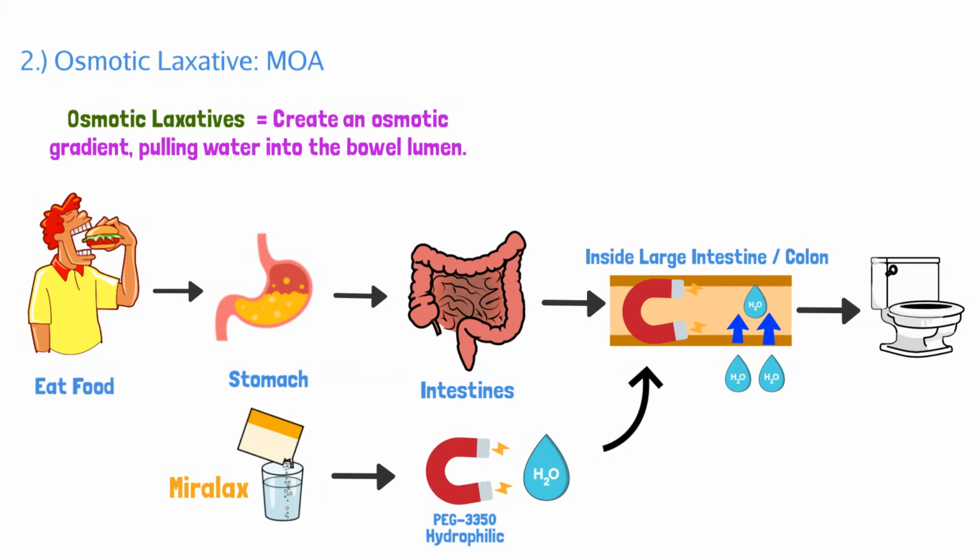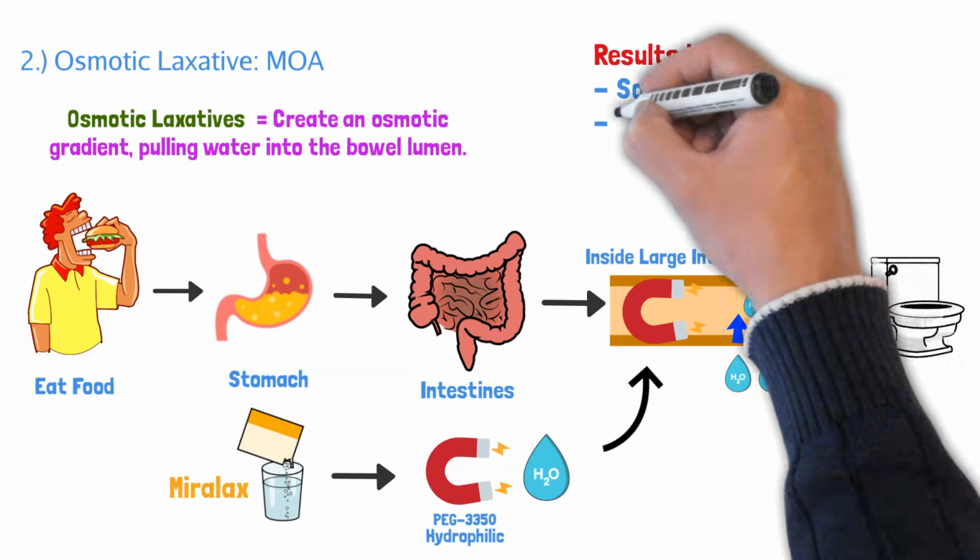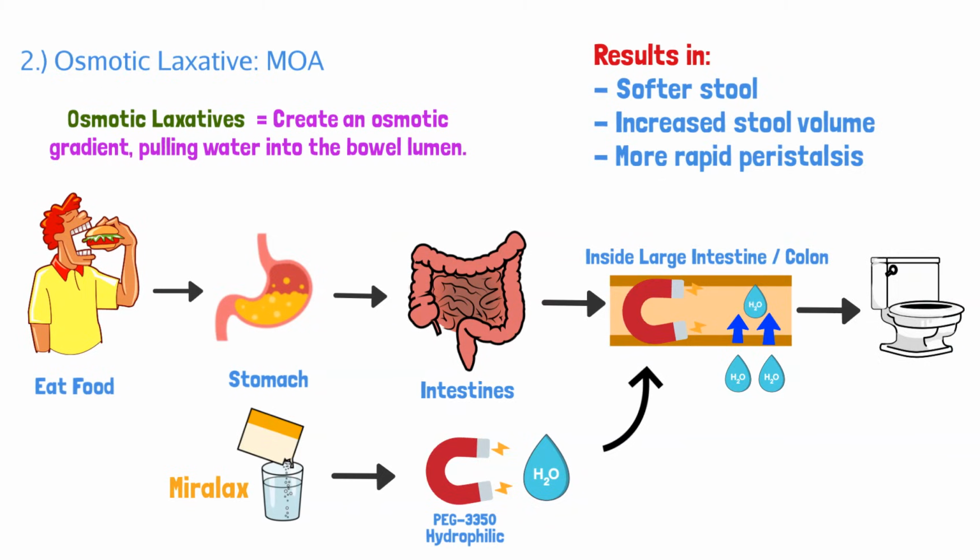So if you have this PEG in the large intestine, it's going to pull more and more water into the large intestine. And if it does that and you have water in the large intestine, you'll have softer stools. You'll have an increased stool volume. You'll have more rapid movement, also known as peristalsis. So having this water being pulled in basically lets you go to the bathroom more efficiently.